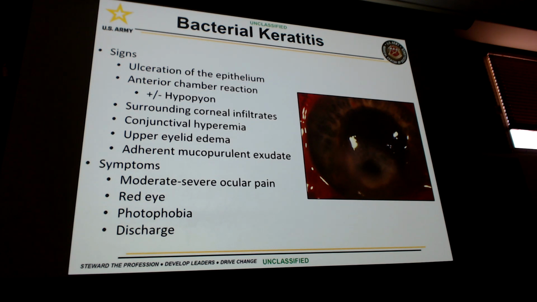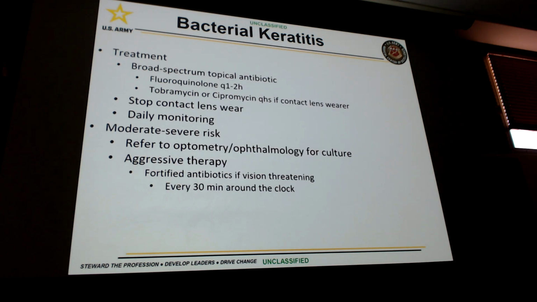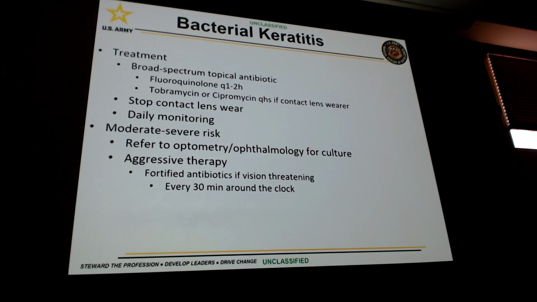Redness, obviously. You can see that the cornea is not happy. You don't need a slit lamp to see that. There's an obvious issue there. Anytime you have bacterial keratitis, just like bacterial conjunctivitis, you're going to treat that with a topical antibiotic.